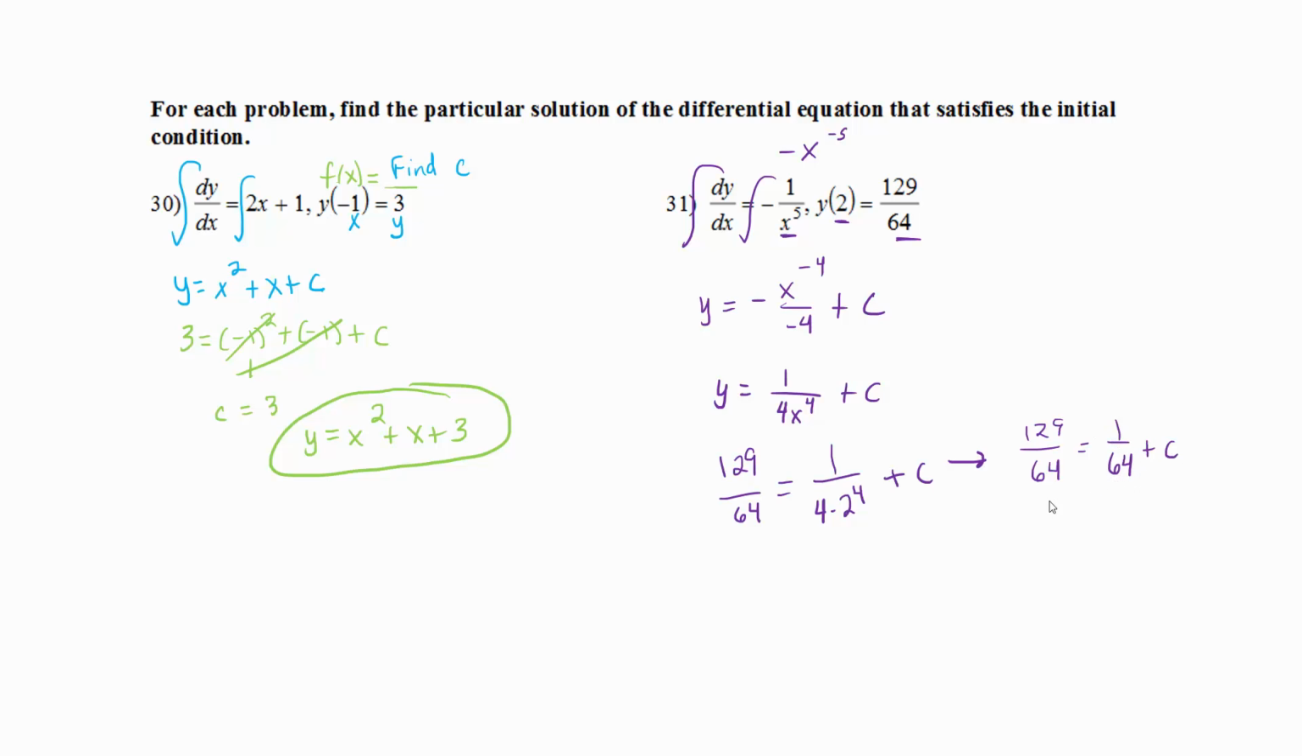So we want to subtract 1 over 64 from both sides to get rid of it. From the right, c will equal 128 over 64, which incidentally is 2. These problems are designed so that you'll get nice numbers, and so if you don't, that means you did something wrong. So we just now fill in a 2 where c was, and this right here is our answer.